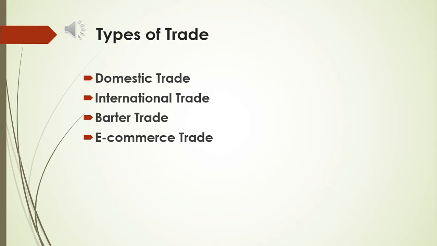Like the balance of trade, there are four types of trade. First is domestic trade, then international trade, barter trade and e-commerce trade. Now we have to learn the types of trade one by one in detail.